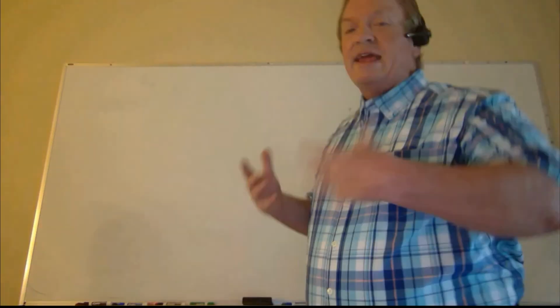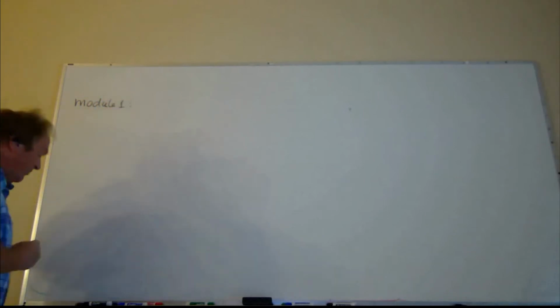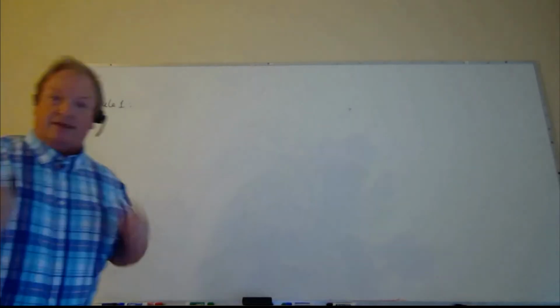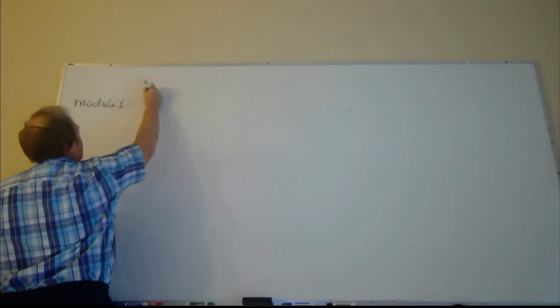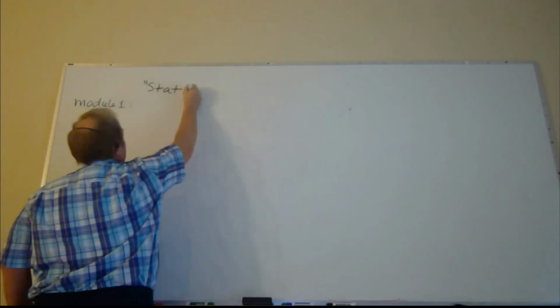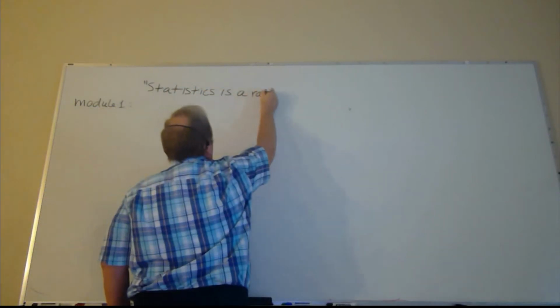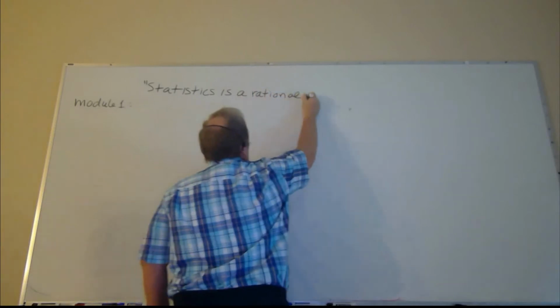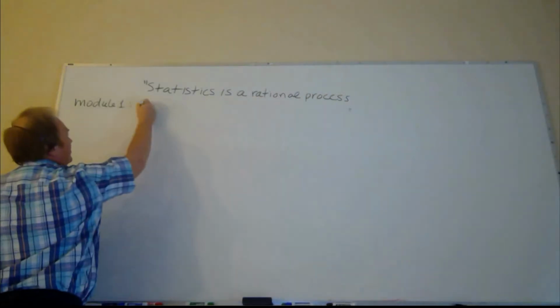Okay, so let's recap where we've been and where we're going. We said way back in Module 1 that statistics is a process for making decisions from data. So we said that statistics is a rational process, which you could replace with science if you wished, for making decisions from data.